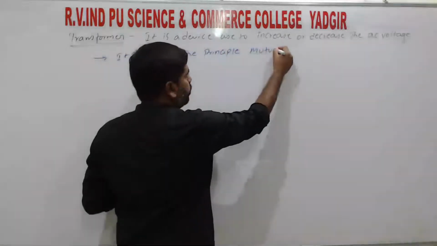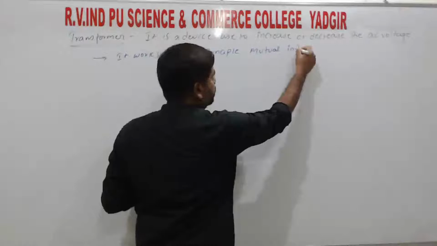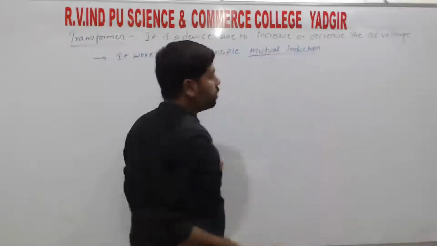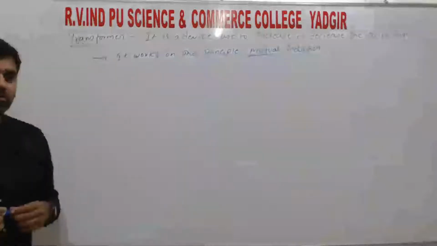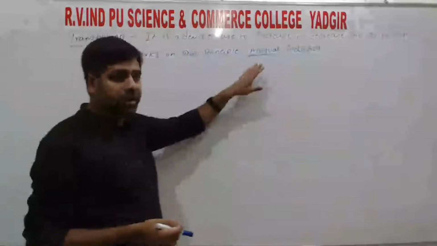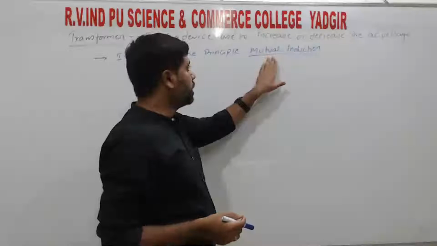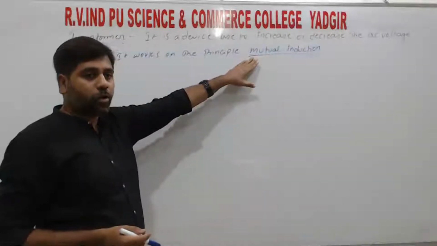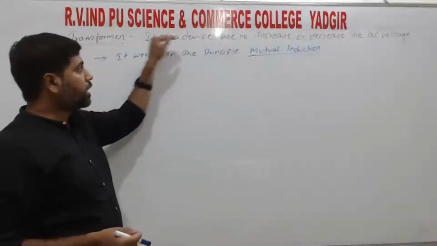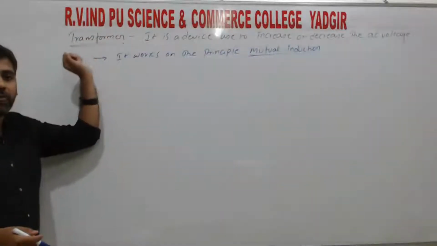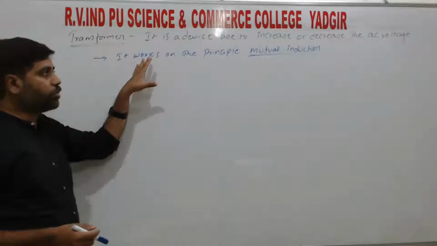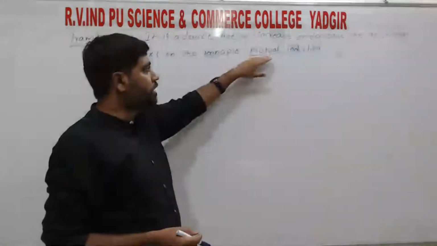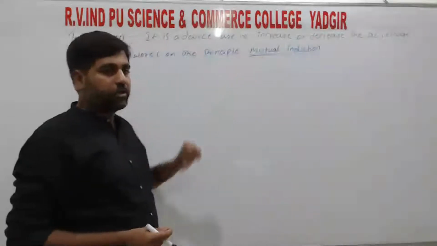That is mutual induction. So it works on the principle of mutual induction. While studying electromagnetic induction, since we have skipped that chapter here, mutual induction is a property. So the transformer works based on this property, right? So on what principle does the transformer work? The transformer works on the principle of mutual induction, right?